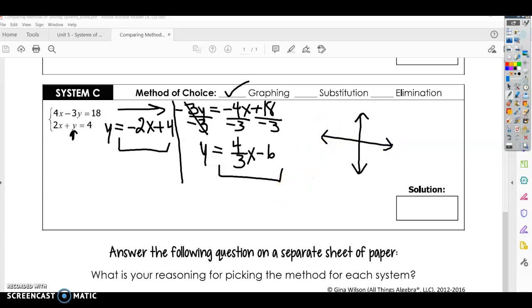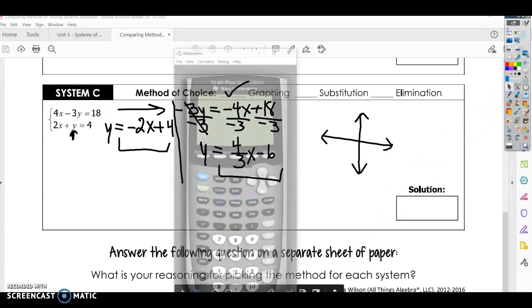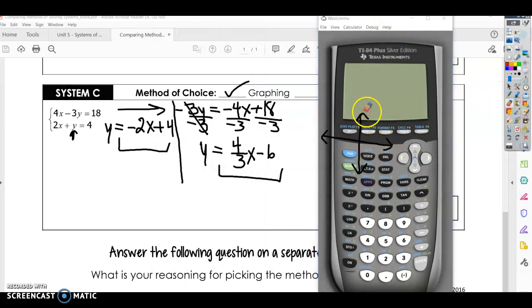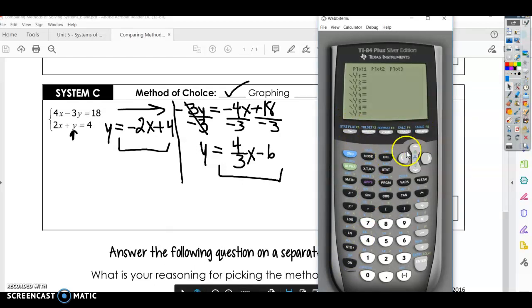And to save a little time and just make this a little quicker, I'm going to just do this on my calculator. So if I have a TI-84, I have showed you how to graph these and find the solution. So we're going to go to y equals. And when I go to y equals, I'm on my first equation. And my first equation I'm going to type in as negative 2x plus 4. All right, so I'll type in negative 2x and then plus 4.